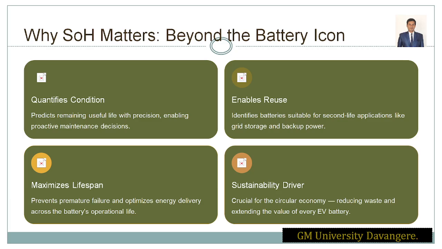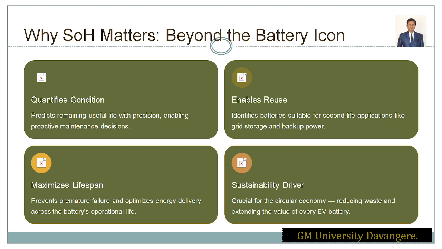All right, let us see the various factors for maximizing life. Here we can see there is preventing premature failure and optimizing the energy delivery across the battery's operational life, isn't it? So you have to see what percentage of SOH has dropped. The battery management system limits fast charging, for example a C rate of around 50 kW to 150 kW, so that it reduces the heat. That is how we see how fast the SOH is dropping.